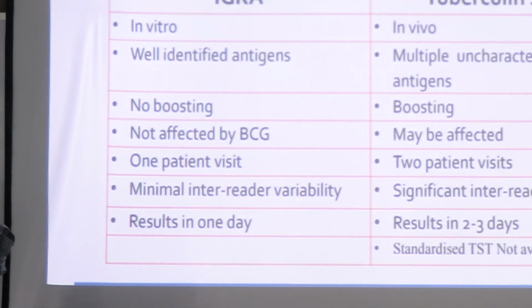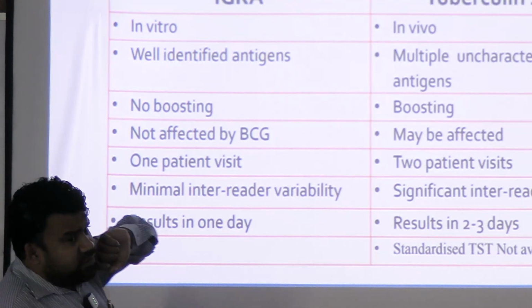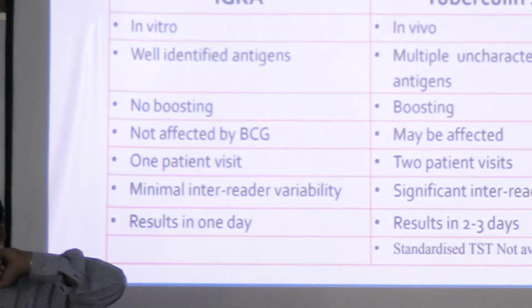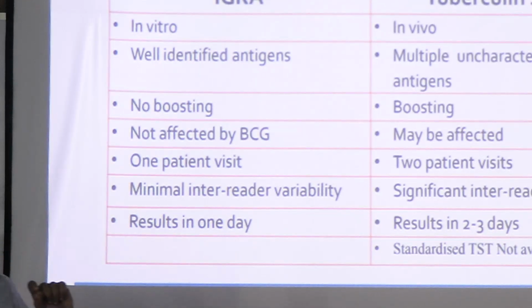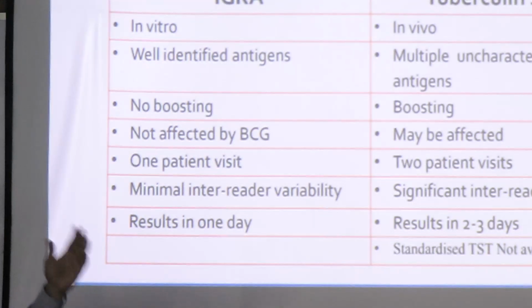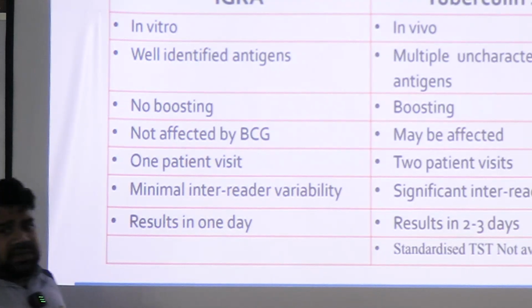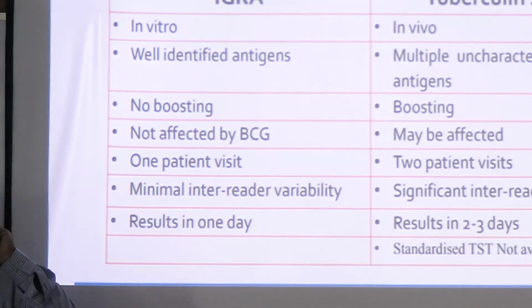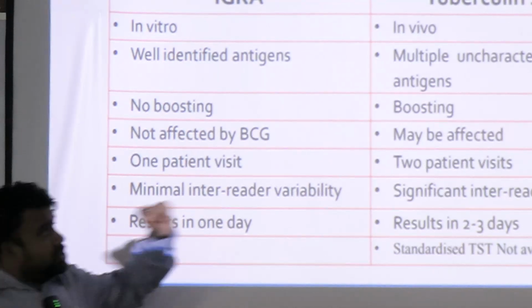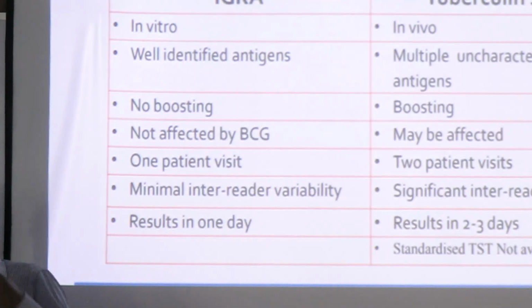So what are the differences? First, IGRA is an in vitro test. We are looking for interferon gamma releasing cells. In vitro means that it is in the laboratory. But the tuberculosis skin test is performed on the patient. That's an in vivo test. The second is, in IGRA, what are the antigens? We know specifically what to look for. But in the case of the tuberculosis skin test, it's a bacterial antigen. We don't know specifically which antigen. We know there is some group of antigens present.